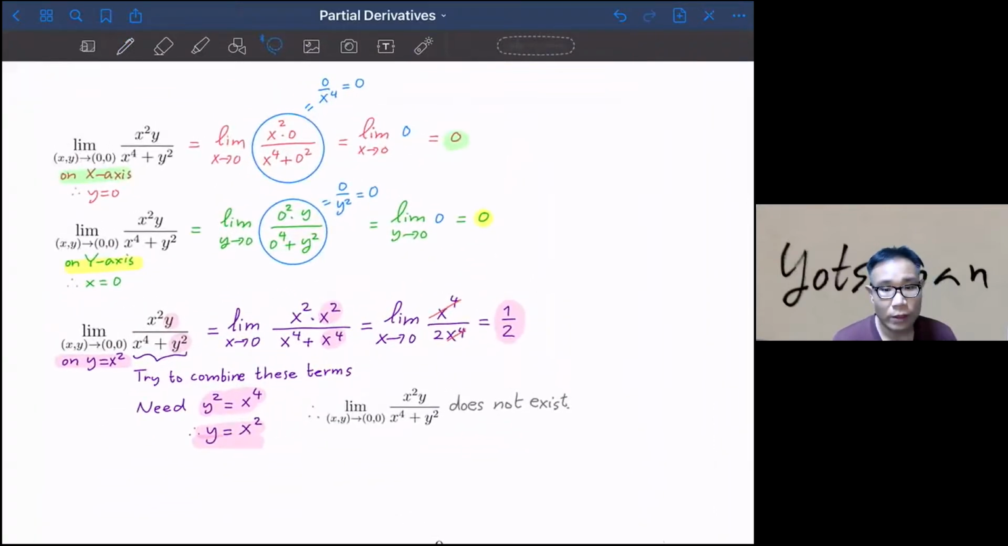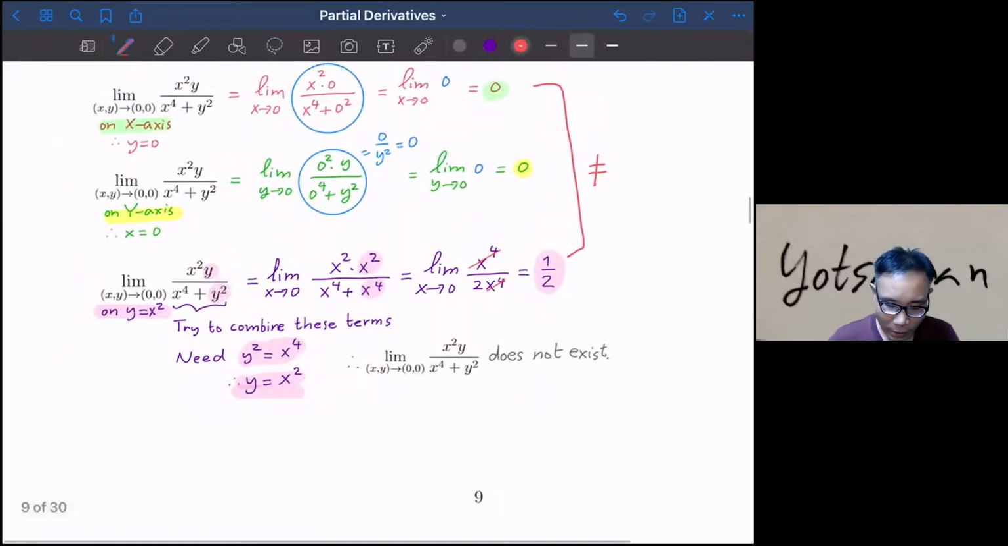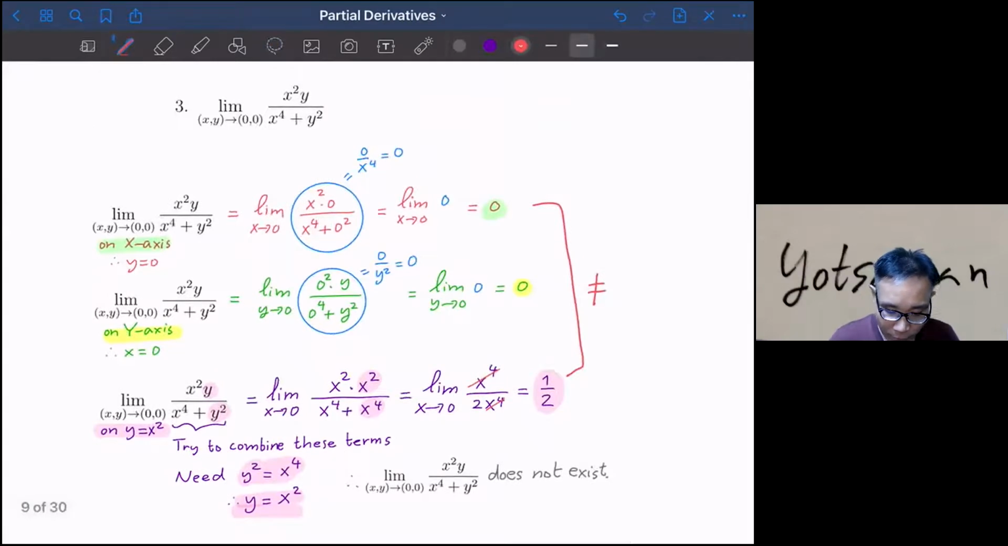Okay, so this is the conclusion, because these two are different. So you'll be able to reach the conclusion that the limit does not exist. I will give you one more example on this.